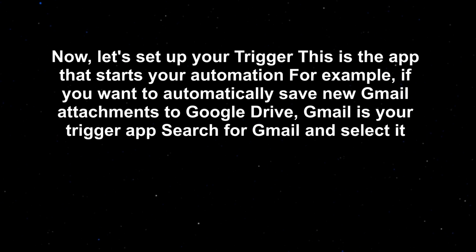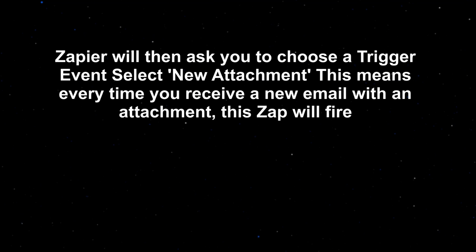Now, let's set up your trigger. This is the app that starts your automation. For example, if you want to automatically save new Gmail attachments to Google Drive, Gmail is your trigger app. Search for Gmail and select it. Zapier will then ask you to choose a trigger event. Select new attachment. This means every time you receive a new email with an attachment, this app will fire.